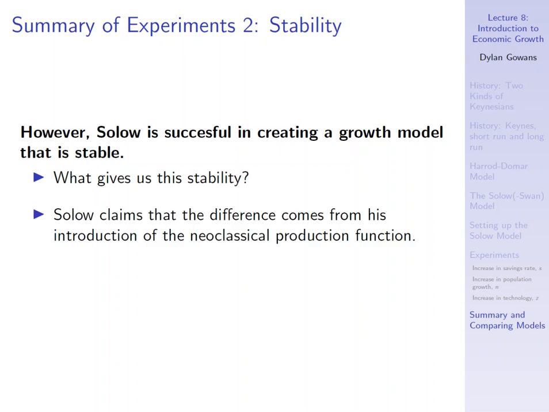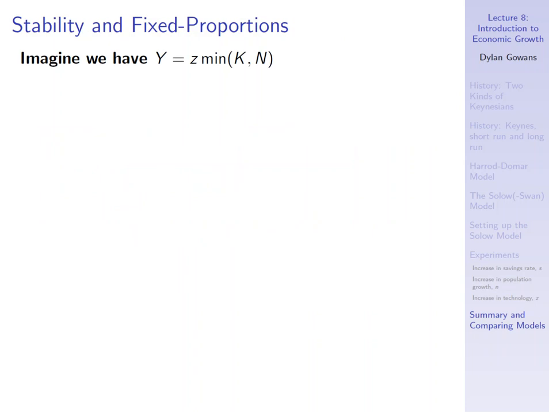Now, Solow claims that the difference between his model and the Harrod-Domar model is that he uses this neoclassical production function. If you read his paper, that's what he talks about in the beginning. He says, Harrod and Domar get these unrealistic results, and it's because of their unrealistic assumption that you have fixed proportion technology. Now, if you ask me, I don't know how unrealistic this is, but in any case, he says the neoclassical production function is more realistic, and that's what's leading to these more realistic results. Well, can this be the cause? So let's think about this.